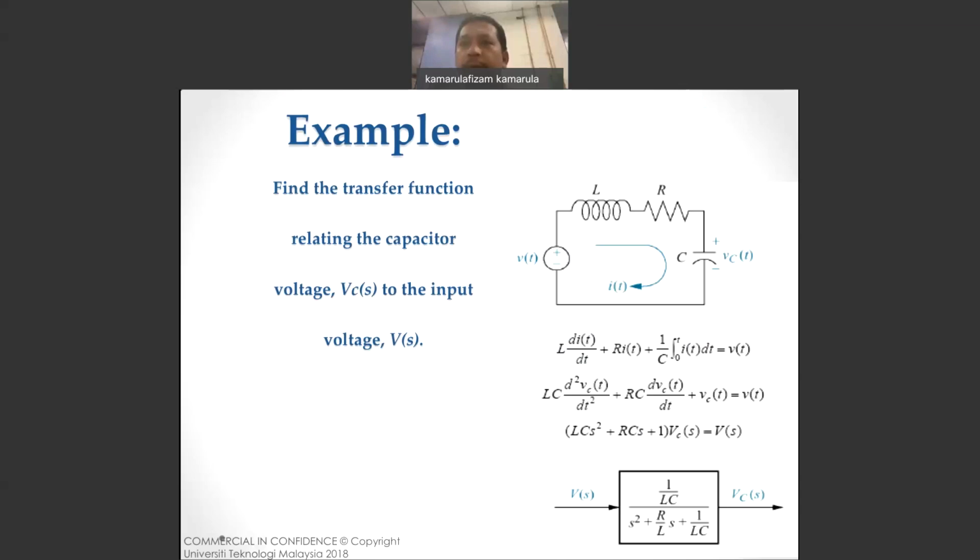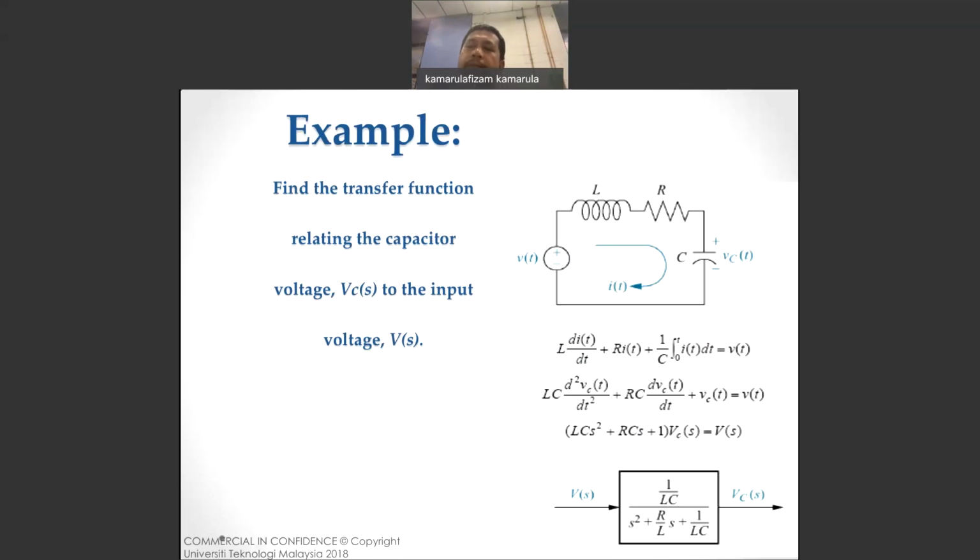For example, here in the very basic circuit, you have v(t) as the voltage supply, and you have i(t) as the current in the loop. You have three elements in this circuit: an inductor, a resistor, and a capacitor.